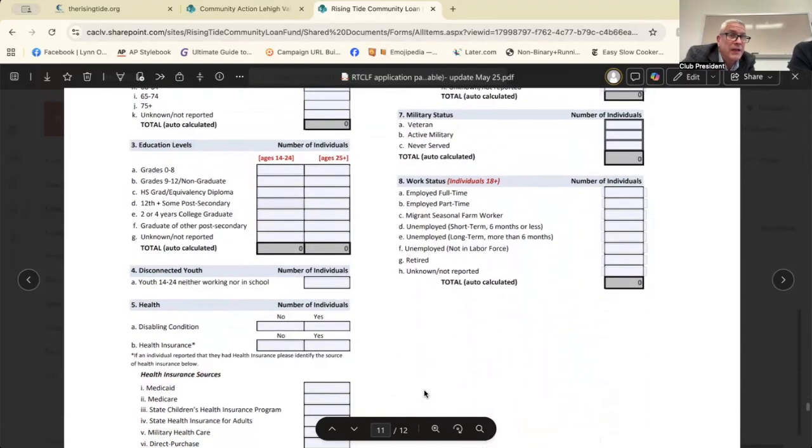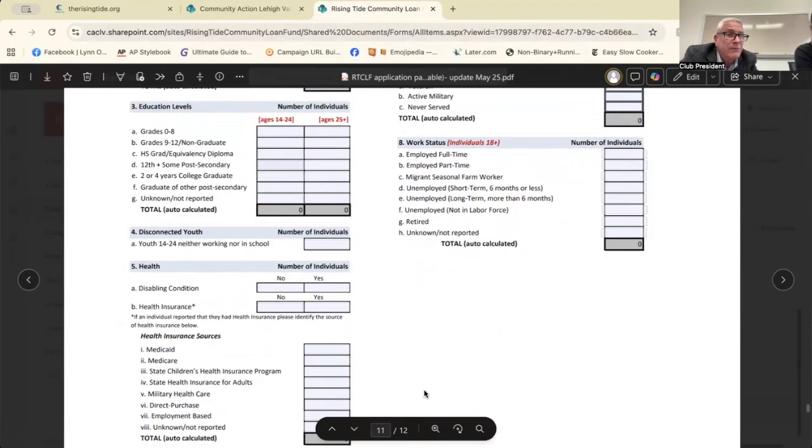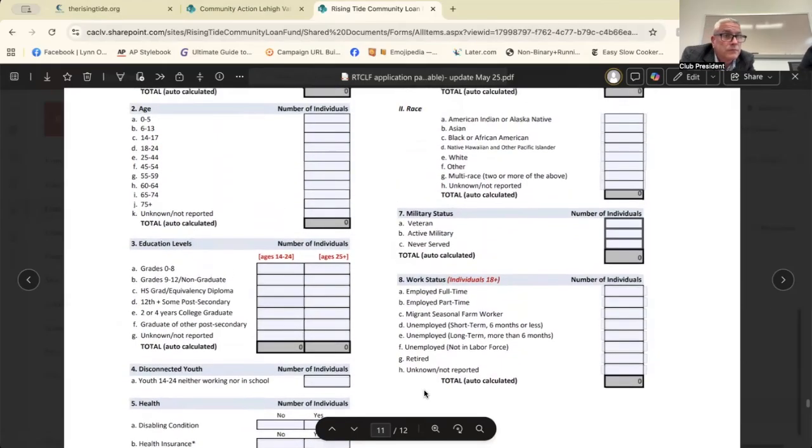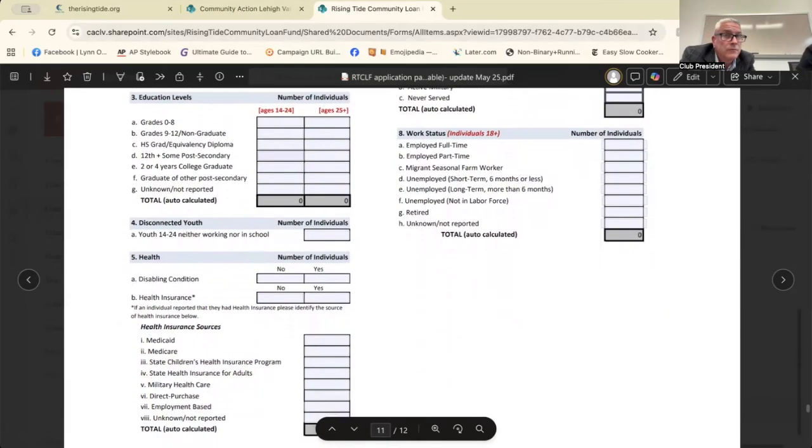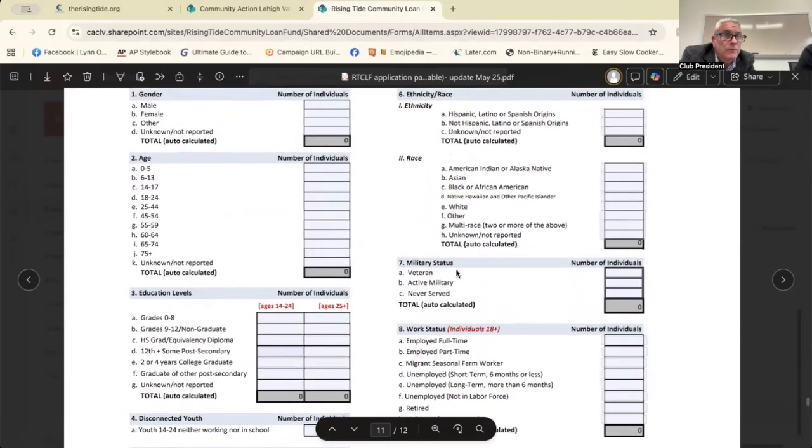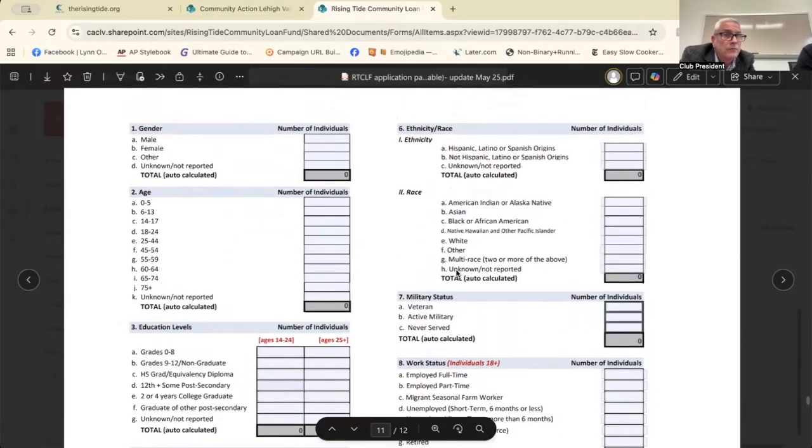Here again, we're talking education level, it's where I went. Now, disconnected youth, what does that mean? Where it says youth 14 to 24, other, neither living or working or in school. So these are youths that live in your home that are not currently in school, maybe due to behavioral reasons. These are the children that you include in here. Okay.